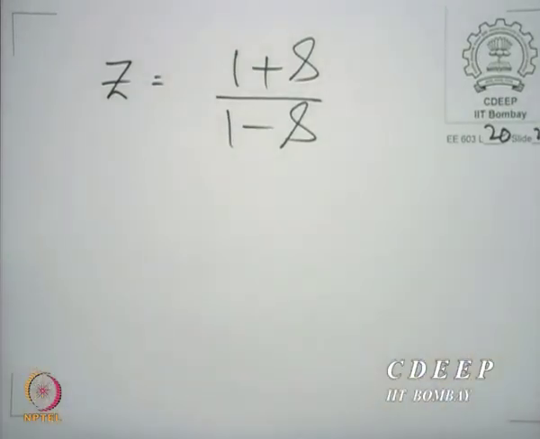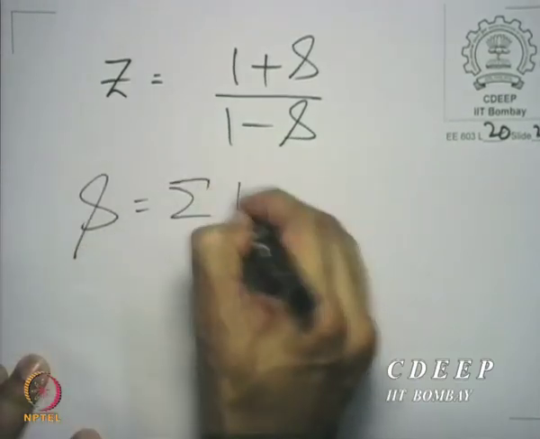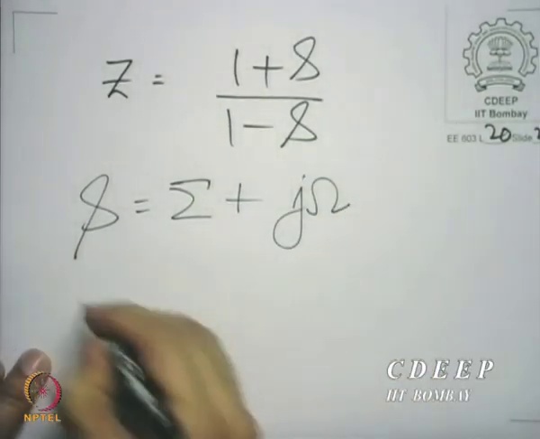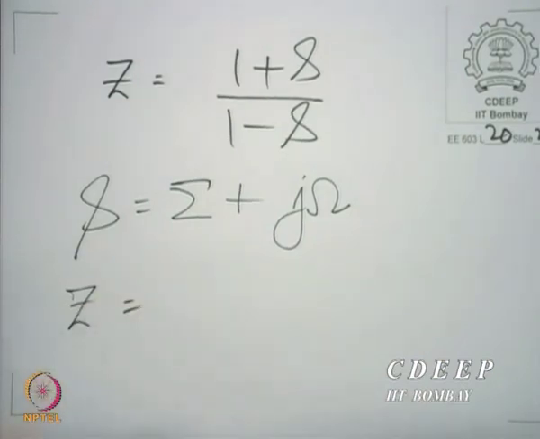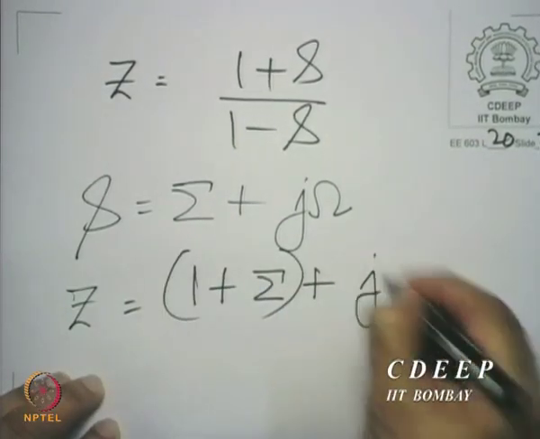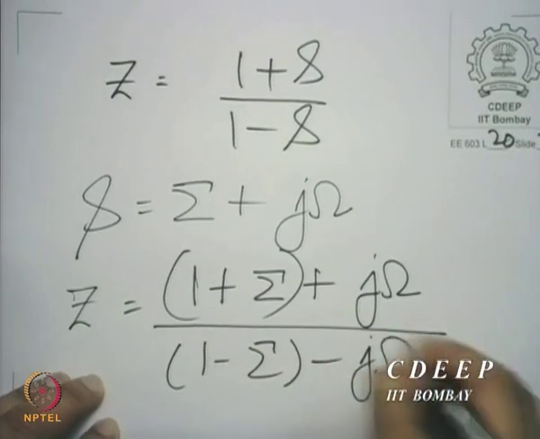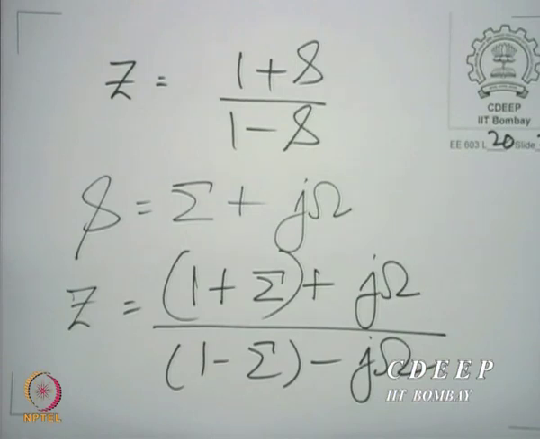Now, we can say a lot about the real and imaginary parts. Let s be equal to sigma plus j omega. So, z is of course obviously 1 plus sigma plus j omega divided by 1 minus sigma minus j omega. And therefore, we are interested in the magnitude of z. It is the magnitude of z that concerns us. So, let us see what happens to the magnitude of z.